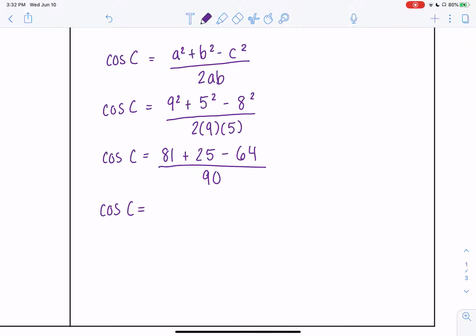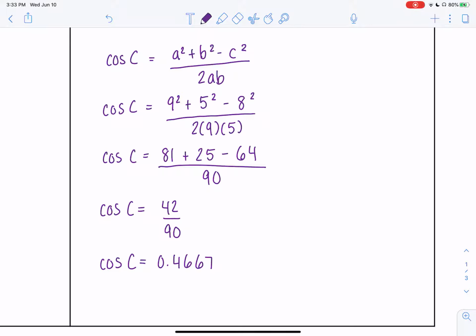81 plus 25 minus 64 is 42 over 90. And I'm just going to change that into a decimal. So 42 divided by 90 will give me 0.4667. Now, this number doesn't make sense for an angle, right? So that means there's something we have to do. And that reminds us that this is the cosine of C, not C.